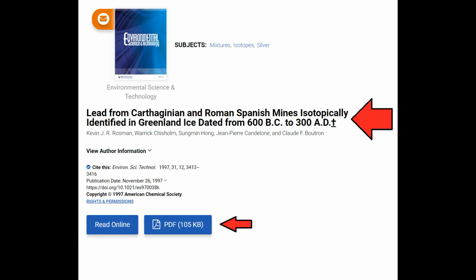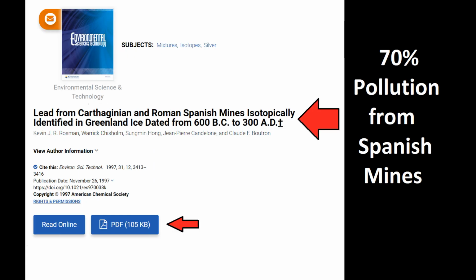A further important study, published in 1997, used isotope analysis to determine the origin of the pollution particles found in the Greenland ice cores. This article, published in the Journal of Environmental Science and Technology, was titled Lead from Carthaginian and Roman Spanish Mines Isotopically Identified in Greenland Ice. The study revealed that during the peak of ancient activity, up to 70% of the pollution found in the ice cores was coming from Roman mining operations in Spain.